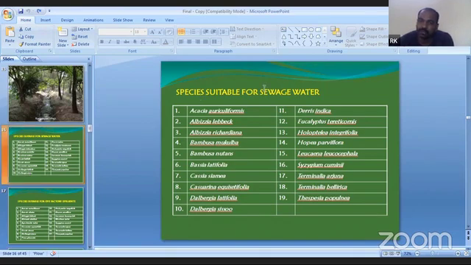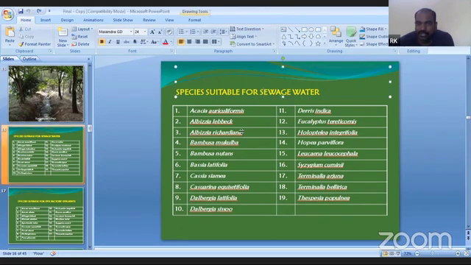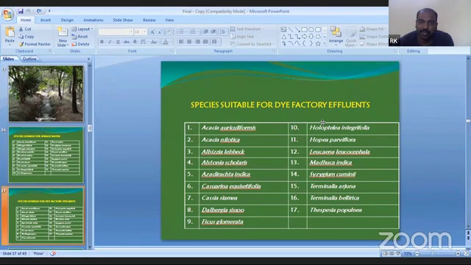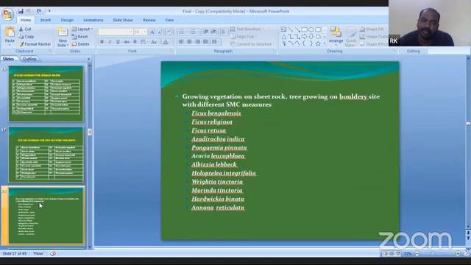Suppose it is sewage water, you go for these 19 species, but out of these 19 species, you select whichever is suitable in your locality. Suppose out of 19, you select only 5 or 6 like that. Then for the dry factory effluent, you choose these. And these are the things.